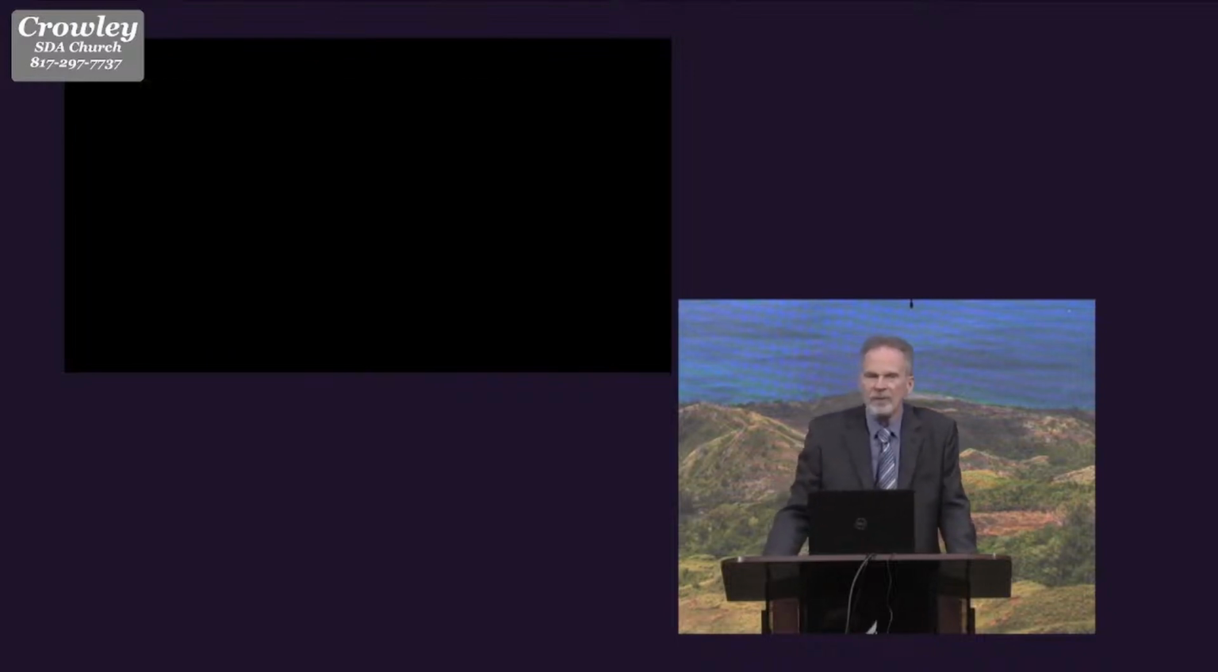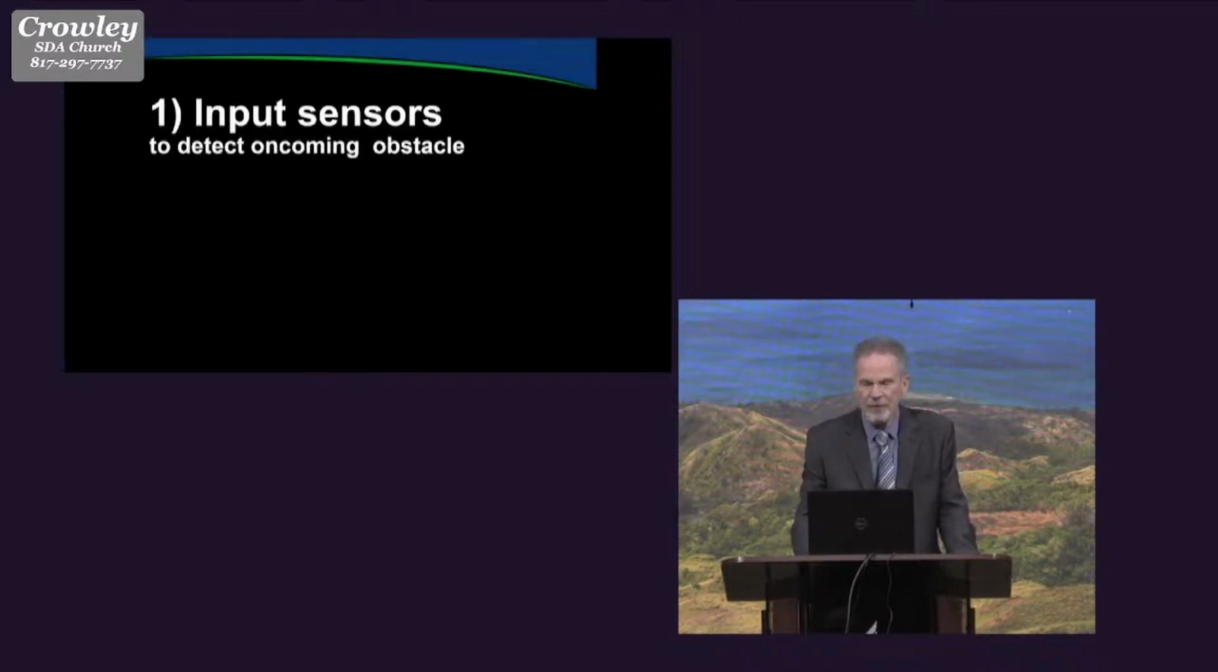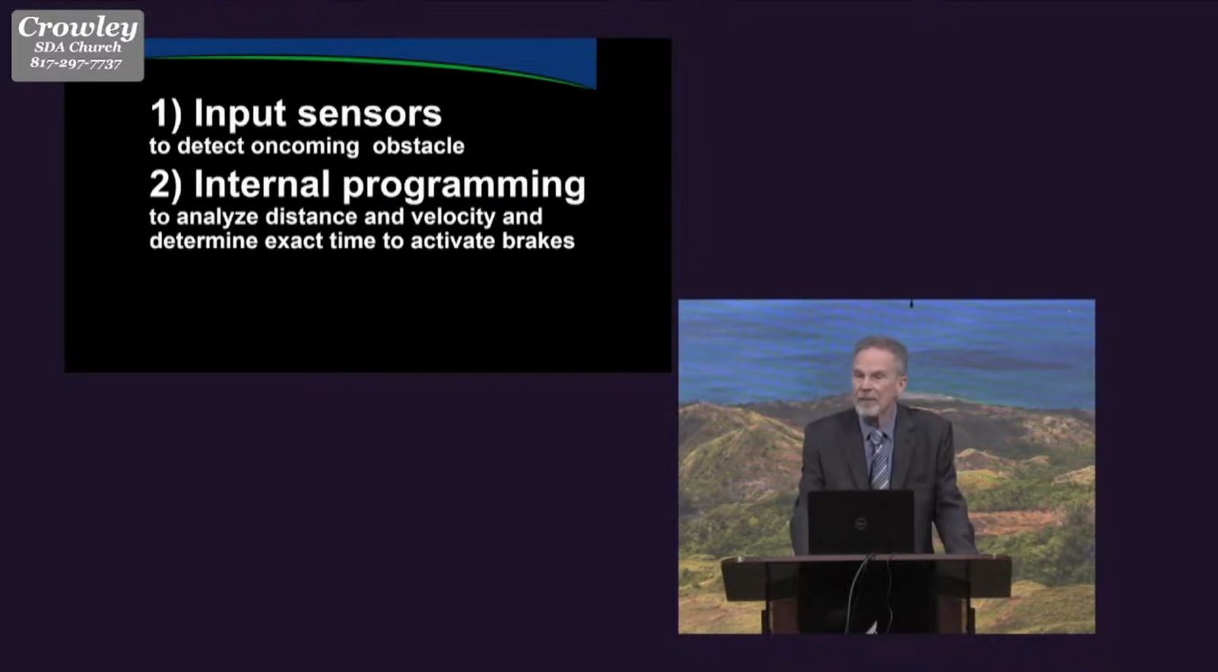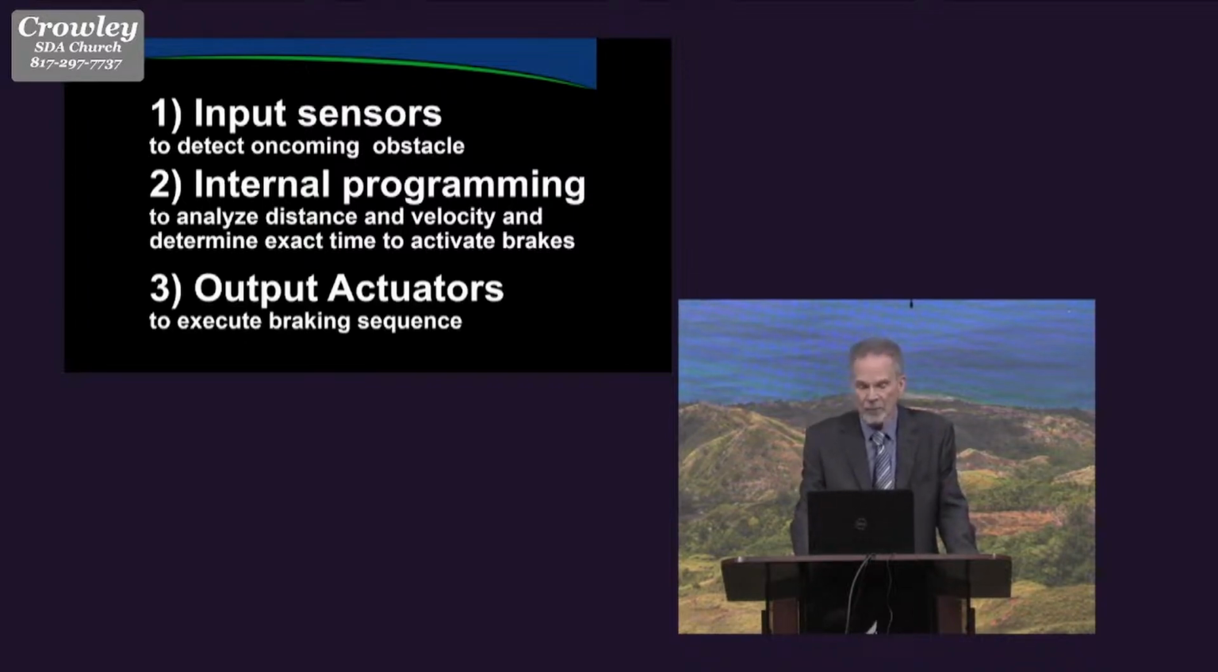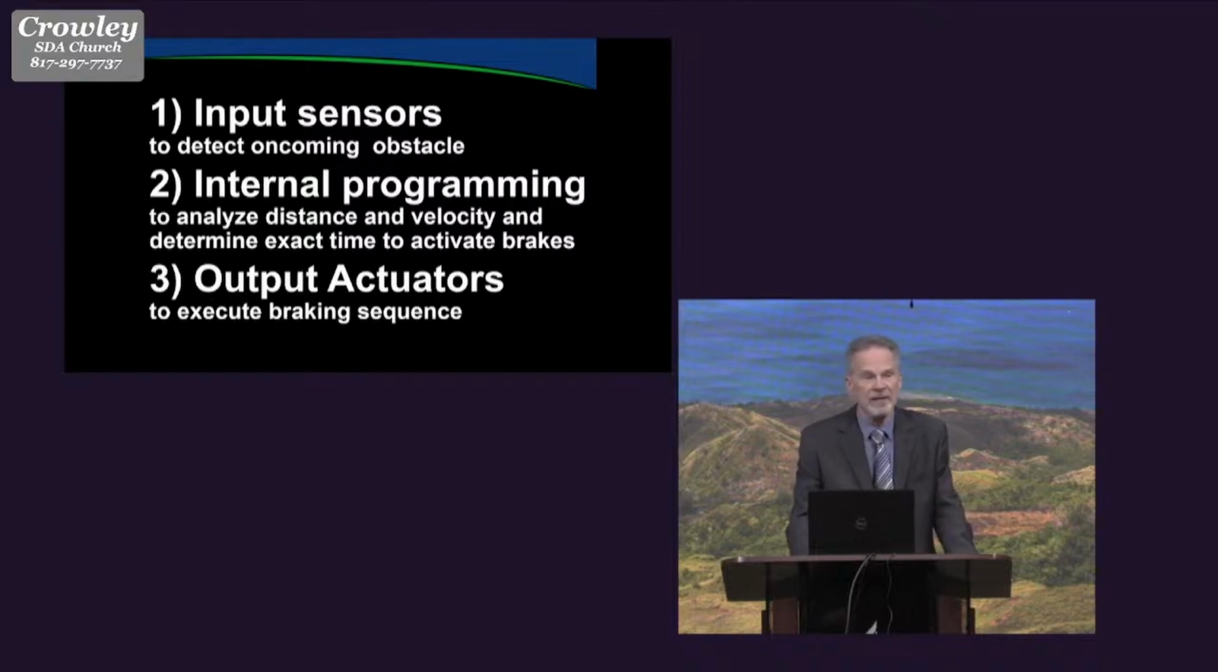What components did this automobile need in order to avoid crashing? It needed input sensors to detect the coming obstacle. It needed internal programming to analyze the distance and velocity to determine the exact time to activate the brakes. And it needed output actuators to execute the braking sequence.